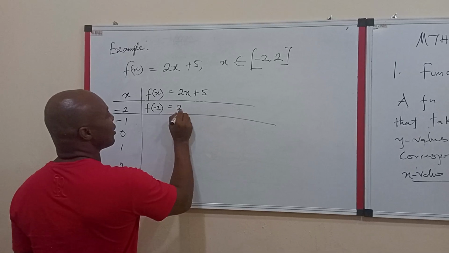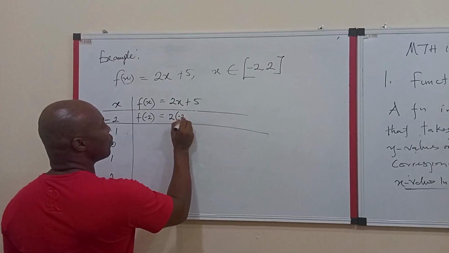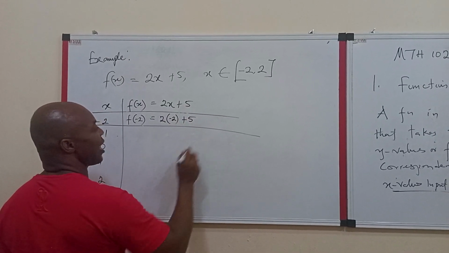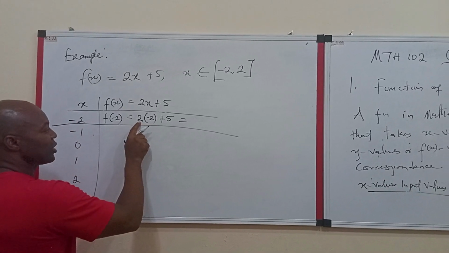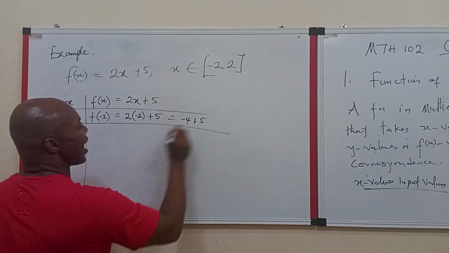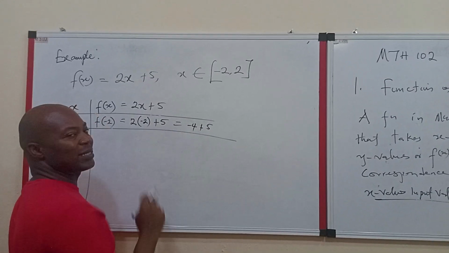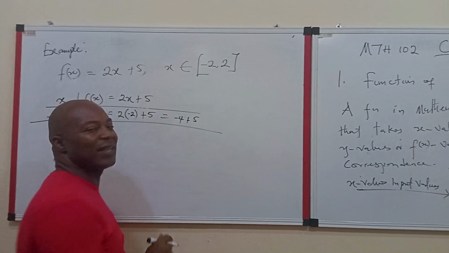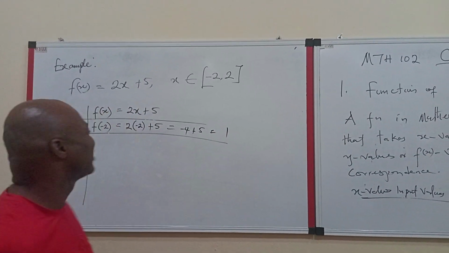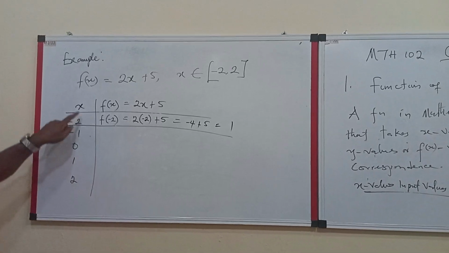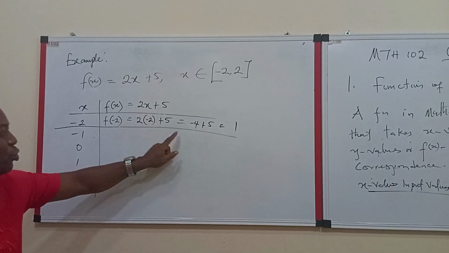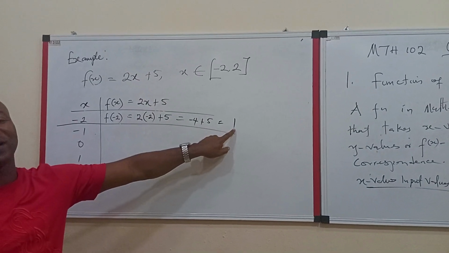Here the 2 is already there, but where x is, we put -2. The plus is there, and we put the 5. Now 2 times -2 gives -4, then plus 5. If you owe someone 4 naira and you have 5 naira, and you pay, what will be the answer? You will still have 1 naira. That is the answer. So you see that when x takes -2 and you put it inside the box, the answer that comes out is 1.